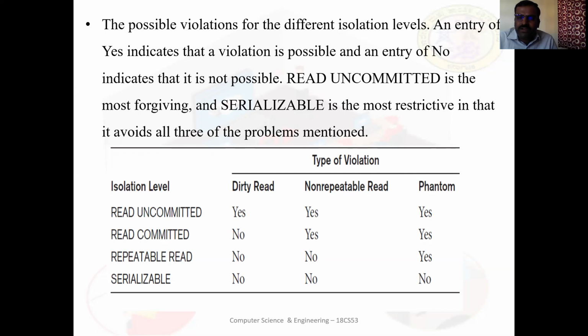Later, another transaction T2 updating that value is called non-repeatable read. And the third one is phantom. A transaction T1 may read a set of rows from a table, perhaps based on some condition specified in the SQL where clause. Now suppose that a transaction T2 inserts a new row that also satisfies the where clause condition used in transaction T1 into the table read by T1.